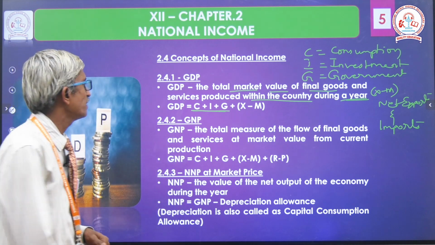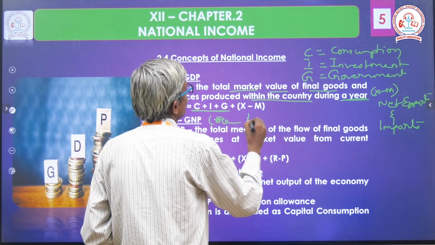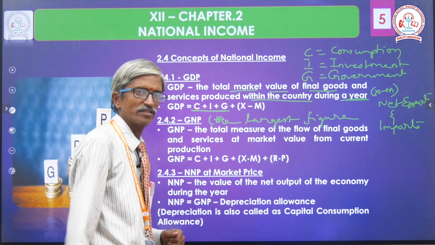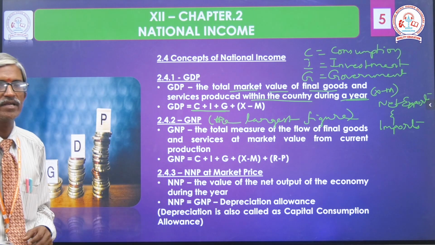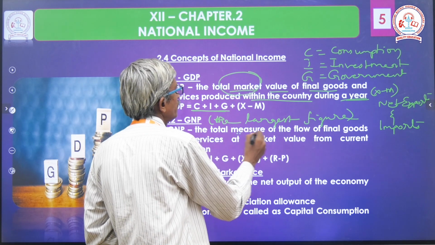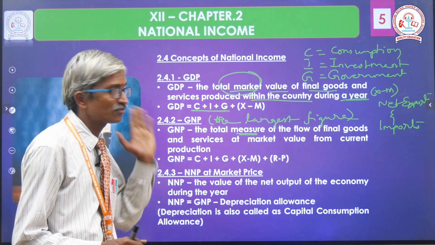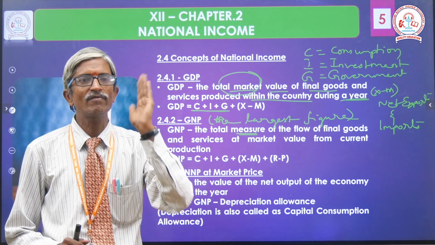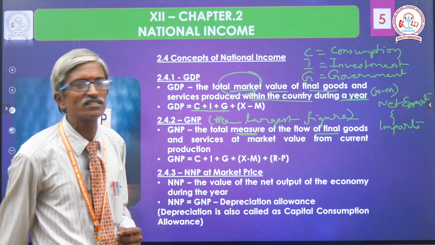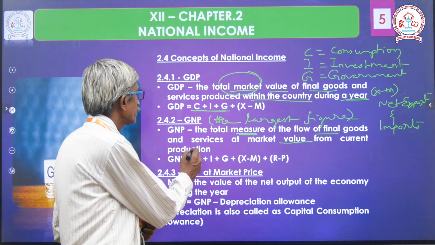Then what about GNP? GNP is otherwise called the largest figure. Why is it called the largest figure? Because it includes all the expenses. What is GNP? Gross national product. Here we have to mention the measure of flow of final goods and services, finally where it has reached, where it has gone. The flow of final goods and services at market value. Clear? That is gross national product from the current production.